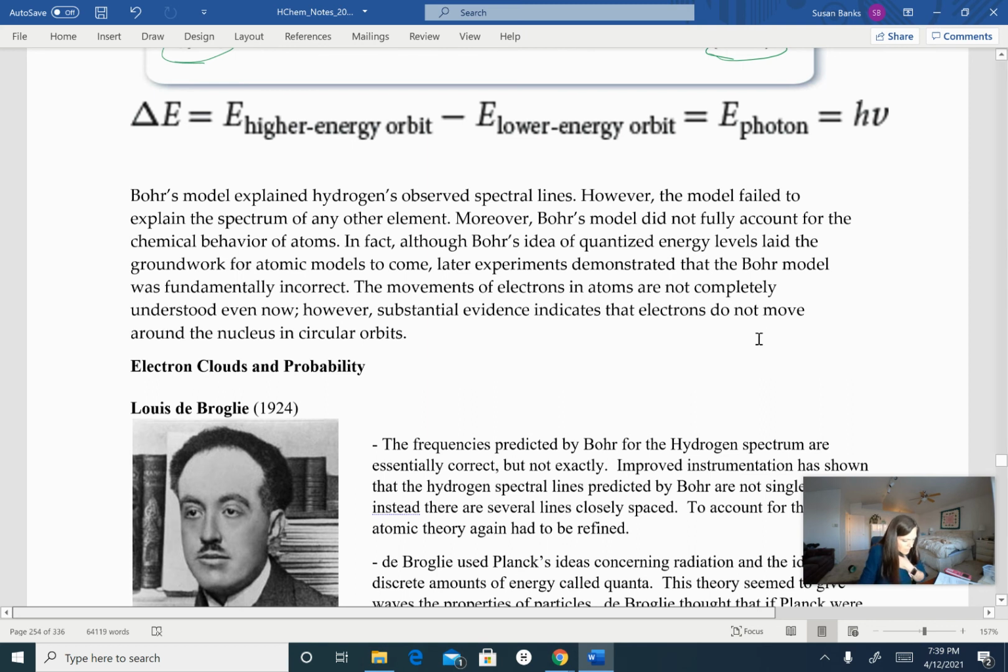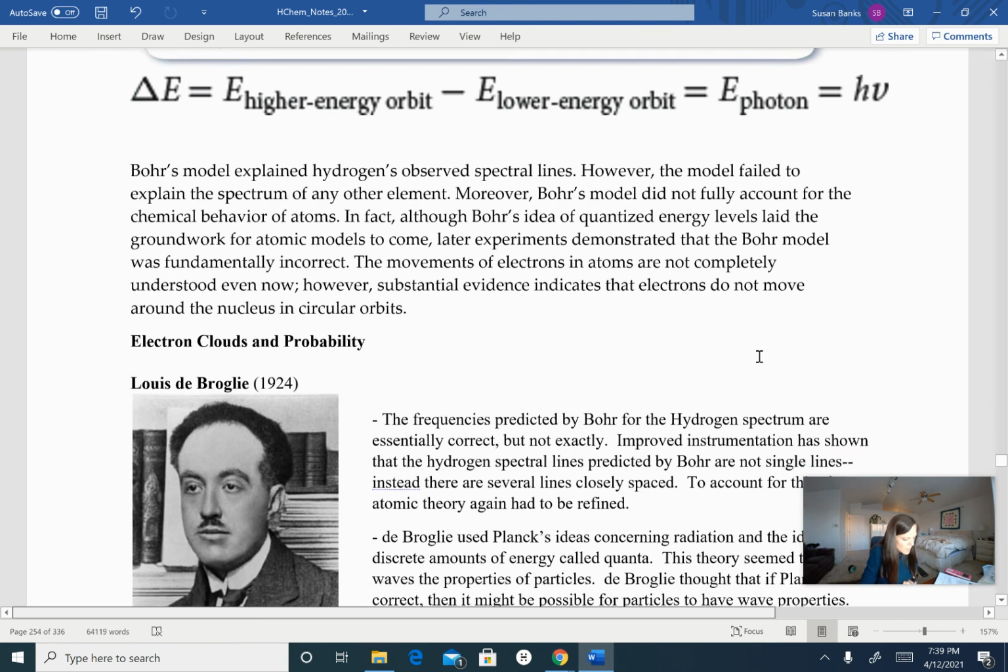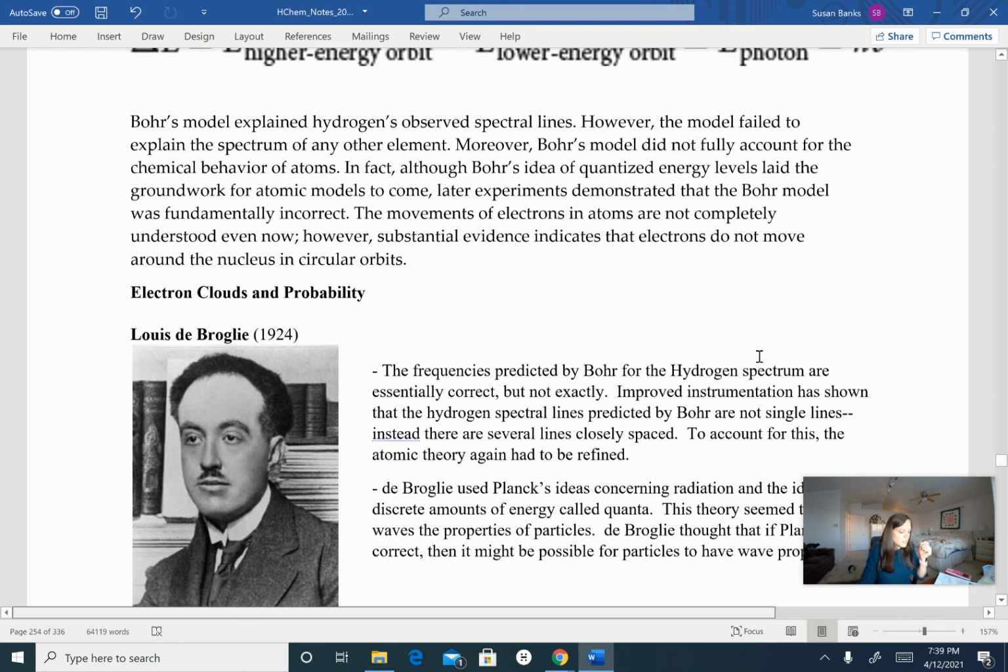So the movements of electrons in atoms are not completely understood even now, even to this day, okay? However, substantial evidence indicates that electrons do not move around the nucleus in circular orbits. We have our quantum mechanics. We have our S orbital, our P, our D, and our F. Okay? So we have now other scientists coming in and talking about electron clouds, which is our current model.